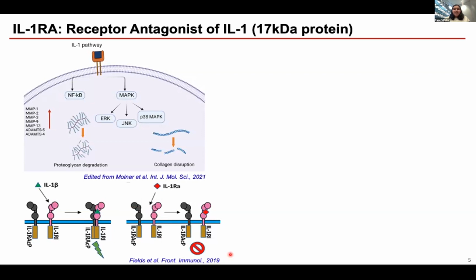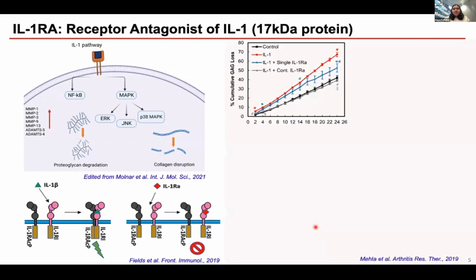In fact, IL-1RA is FDA approved for rheumatoid arthritis, which is a systemic disease, but has failed for OA treatment due to lack of local drug delivery and cartilage targeting approaches. Previous work from our lab evaluated the effects of single versus sustained dose of IL-1RA in an IL-1 treated cartilage explant culture model.